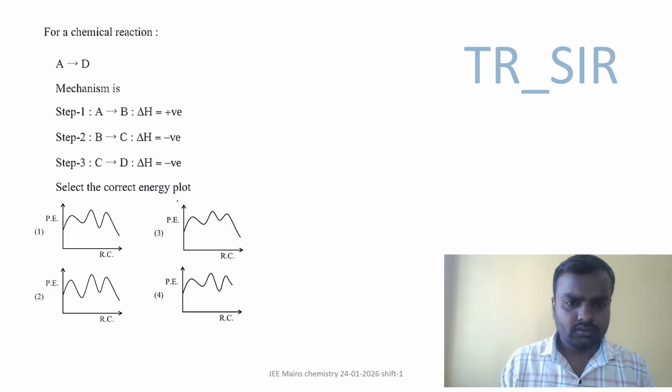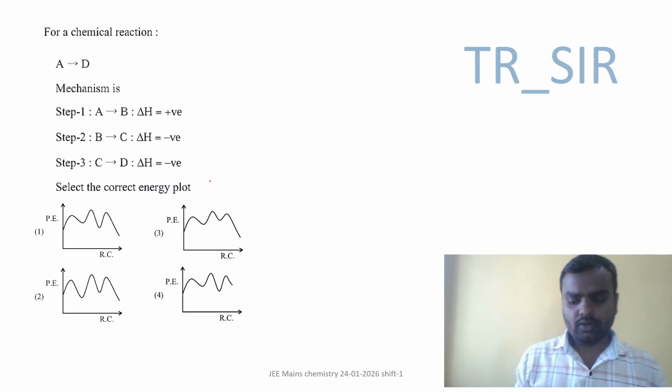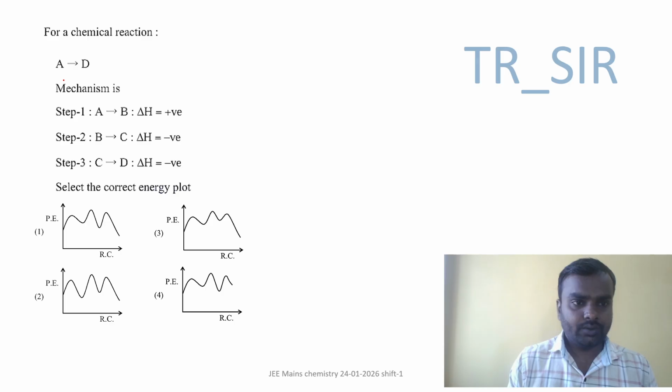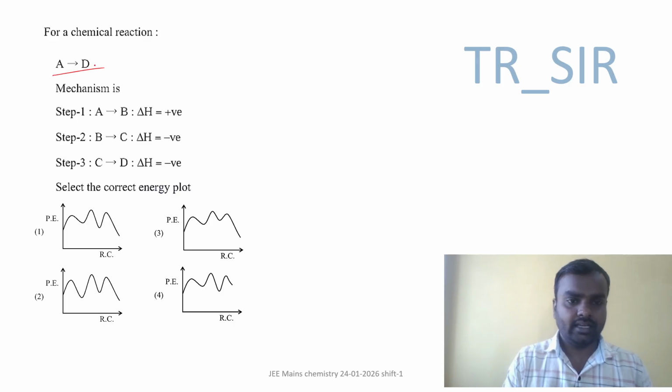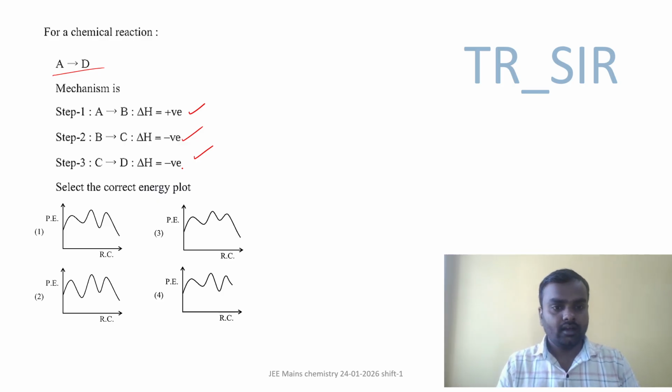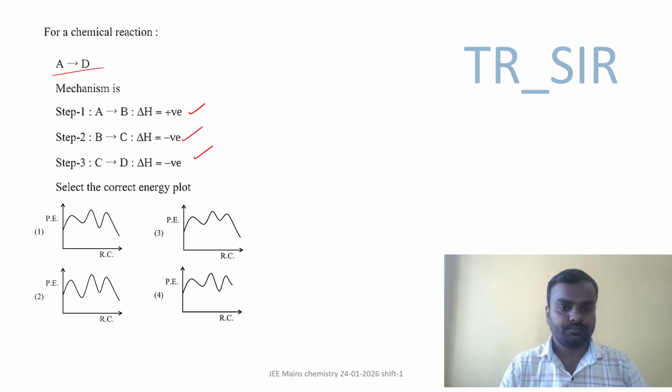Okay, so what this question is actually talking about is from chemical kinetics of class 12 physical chemistry. They gave an A to D conversion. Step 1 is positive enthalpy, step 2 negative enthalpy, step 3 negative enthalpy. Select the correct energy plot. What would be the correct answer?